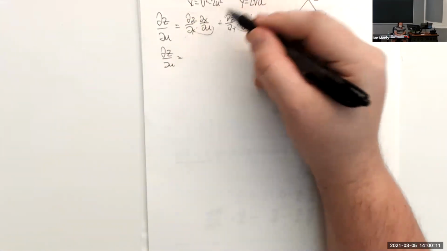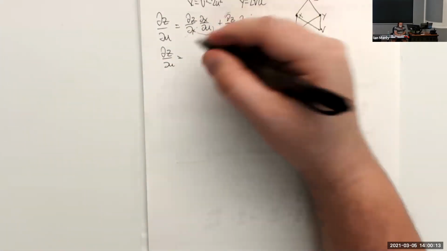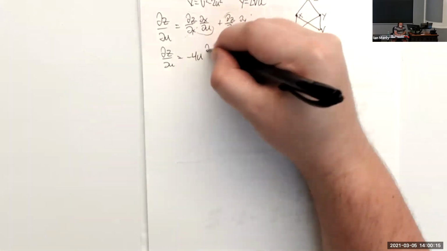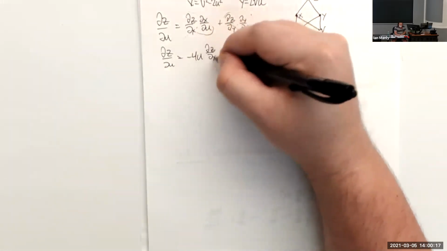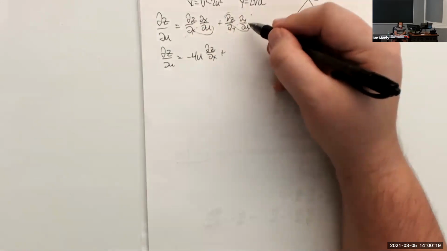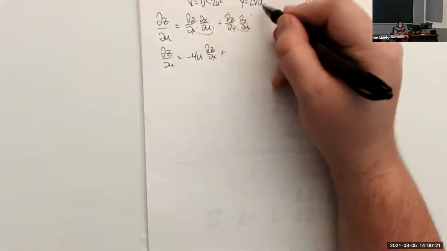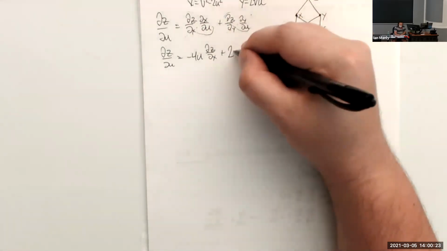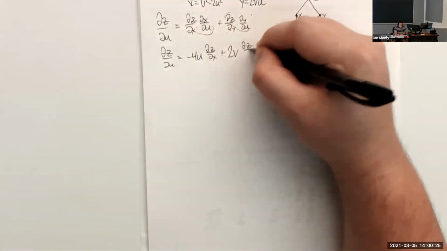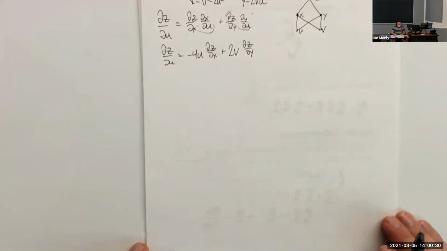We're going to have partial x, partial u, which is going to be negative 4u. And then we have the dz, dx we can't do anything with. And then partial y, partial u, according to how I changed the problem, we're going to get 2v. All right, so there we go. So there is our first partial derivative for partial z, partial u.